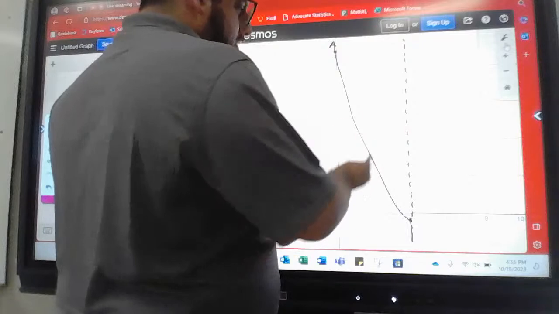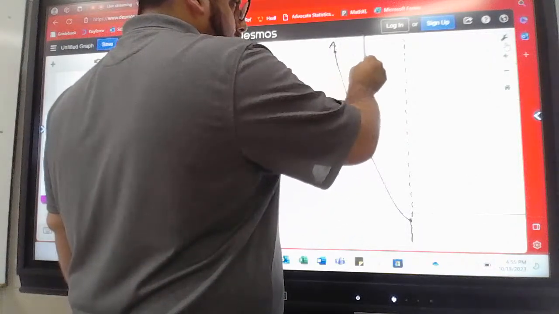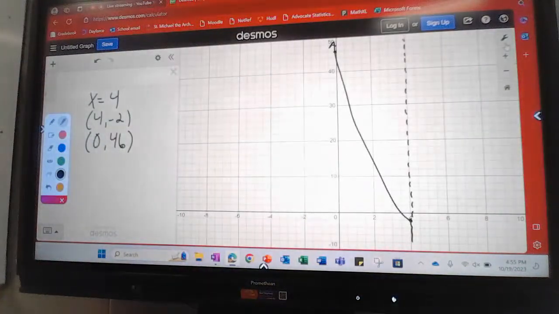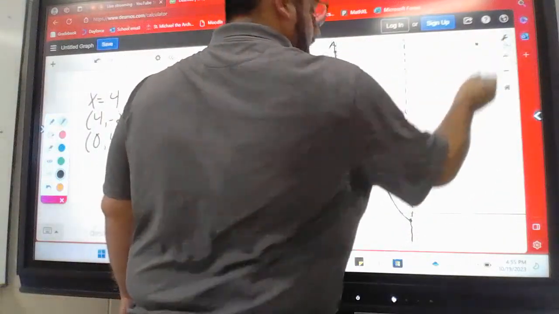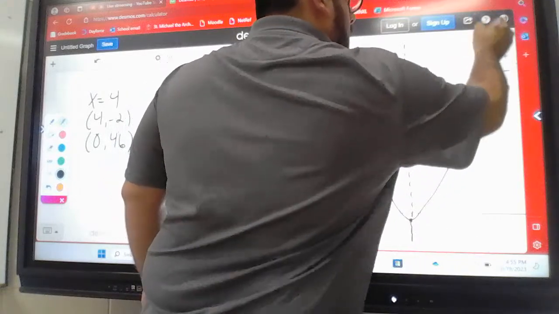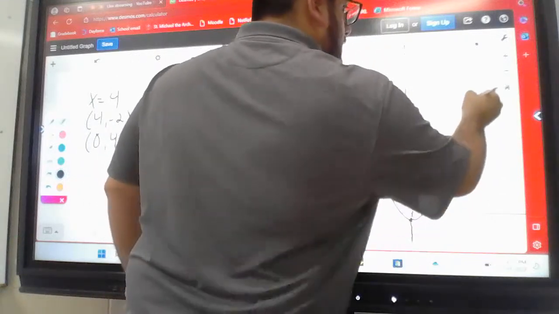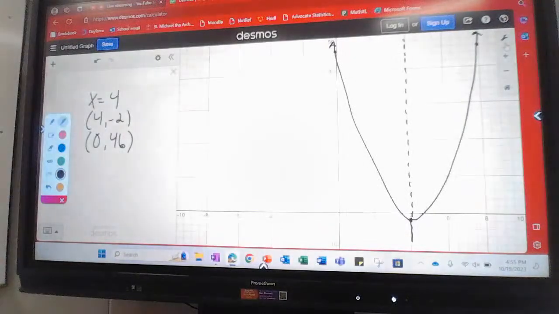So looking at this, my y-intercept is 1, 2, 3, 4 units away from the axis of symmetry. So it's going to have a reflection 4 units away on the other side, right about here. So I'll go ahead and do it one more time. I'm a measure twice, cut once kind of thing. And there we go. There's my quadratic function.